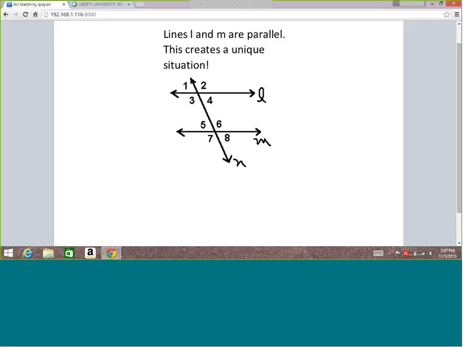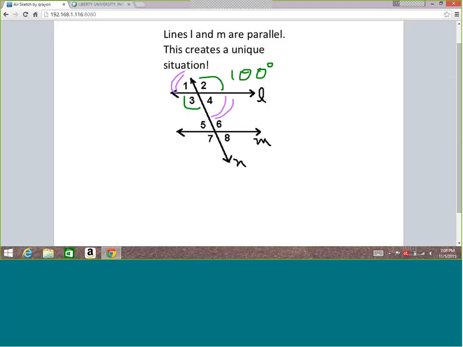I know that if I look at how line L is intersecting with N, I see angles 2 and 3 are vertical angles, so I know those are equal to each other. And then I also see angles 4 and 1, also vertical angles, so I can see those are equal to each other. Now let's say I'm told that angle 2 is 100 degrees. So then I know angle 3 is also 100 degrees because they're going to be the same.